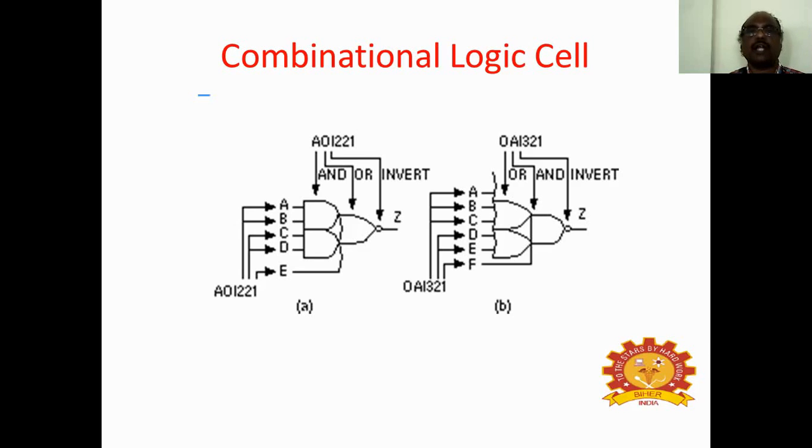Similarly, for the OR-AND-invert, the Boolean expression is A plus B, dot, C plus D, plus E, and then you have to invert it. So first the OR functionality of the Boolean variables A, B, C, D, E, and then AND them together, and over that you complement it. That is called the OR-AND-invert. That is basically what is called a combinational logic cell. So this is the typical logic cell implementation.